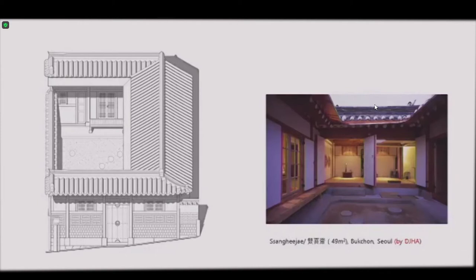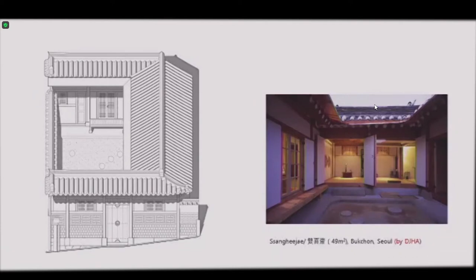This is a very small hanok in Bukchon. Bukchon, probably many of you already know the area or already visited the area. It's one of the best tourist spots in the entire country. And the name of this house is Sangije, and it's only 49 square meters big. So it's a very small house. But we also renovated this house. This is one of our projects, which we did about 15 years ago.